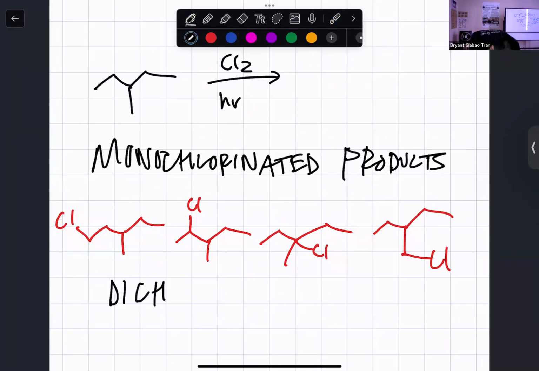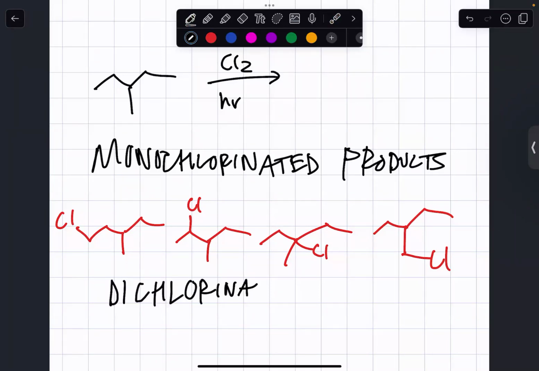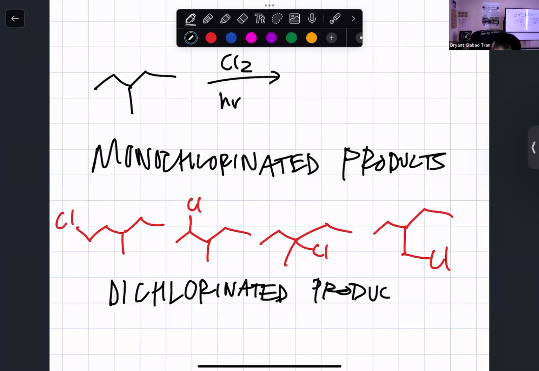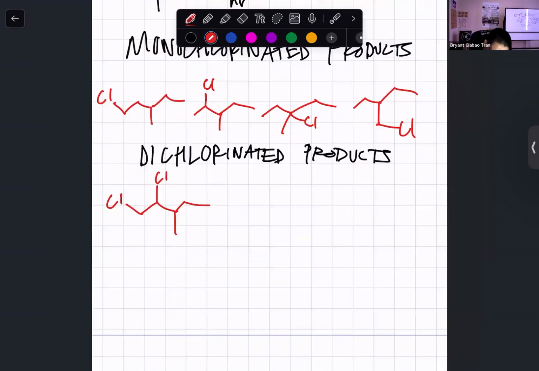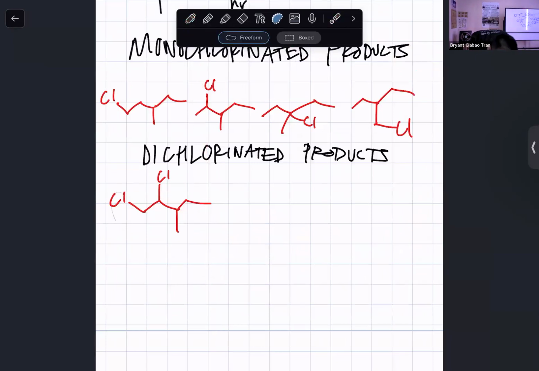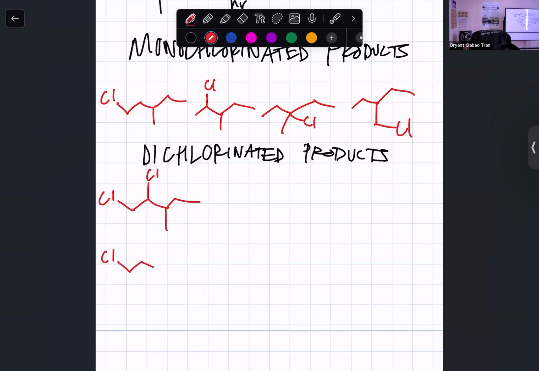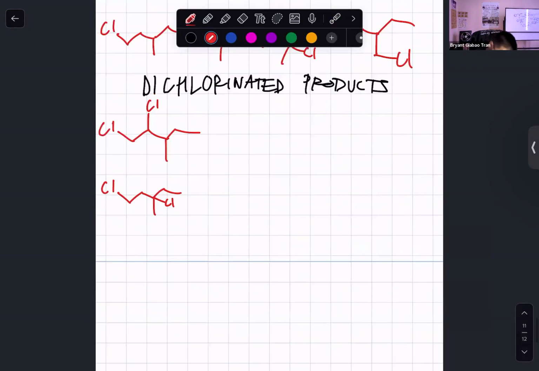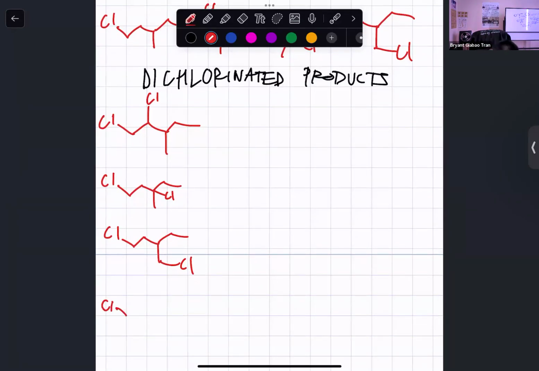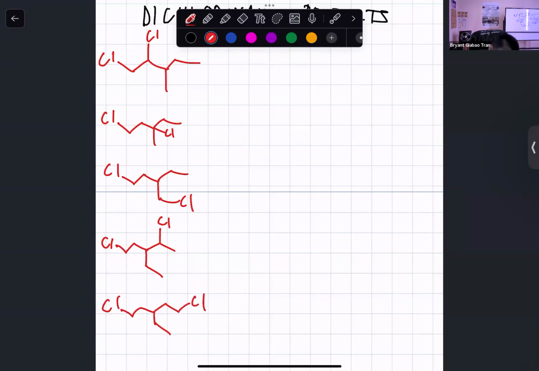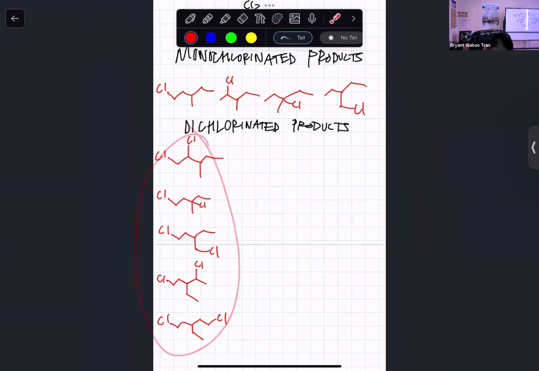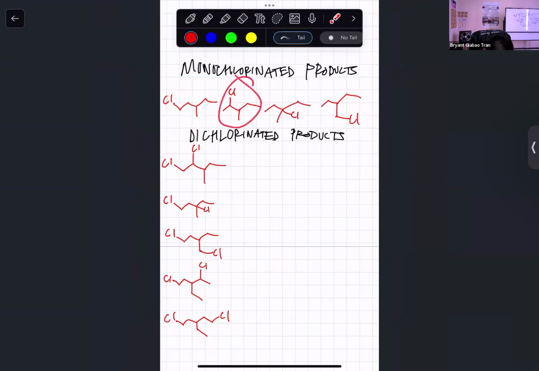The other question is asking how many dichlorinated products there are. So I'm just going to put some random stuff here. That's one dichlorinated product. And I'm going to make a line like this, and then go from there. This is another one. This is another one. This is another one. And that's another one. So these are the unique ones that I found for this one.